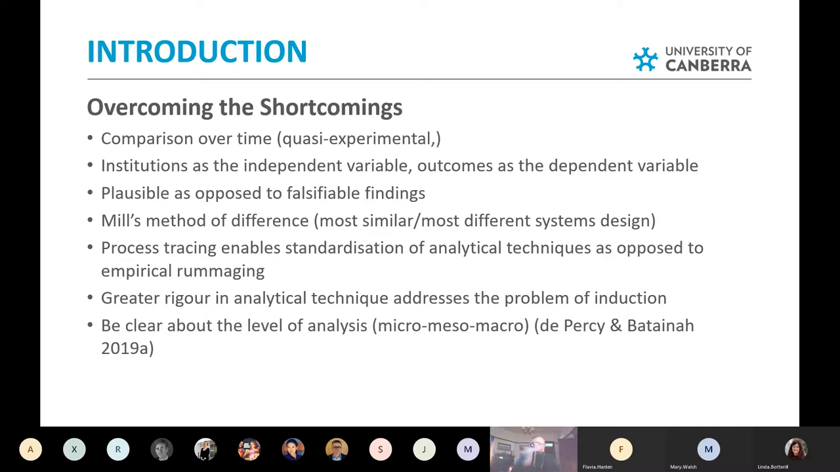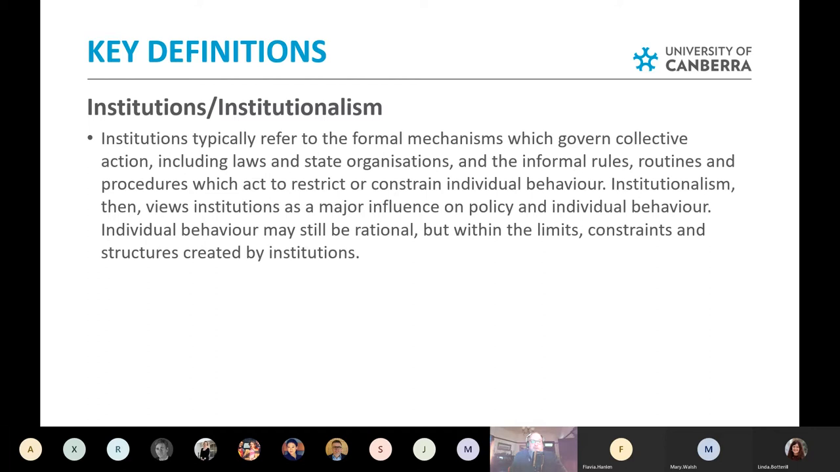So what I'd like to do is just introduce some key definitions, which will help in understanding the model. First, institutions and institutionalism. My favorite definition of institutions is the formal and informal rules of the game, according to March and Olsen. But in effect, they're the formal mechanisms that we use to govern collective action, so laws and state organizations, but also the informal rules, routines, procedures, and so on.